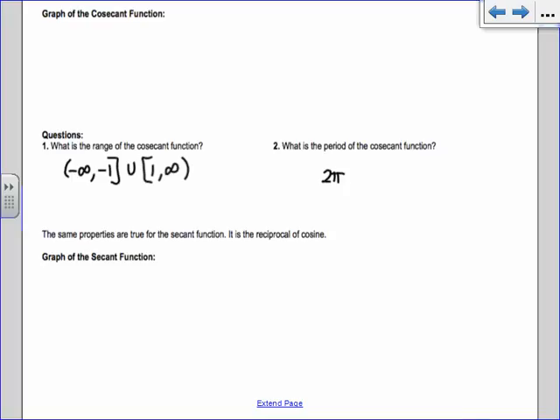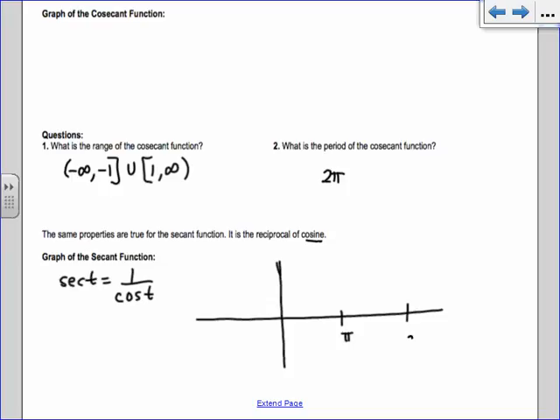And then it says the same properties are true for the secant function. So again, it's the reciprocal of cosine. So if you have secant, it's going to be 1 over cosine. Which we know cosine starts at 0, 1. It comes down. It's going to hit its lowest point at pi. And then it's going to go back up, right? Should have done this in a dotted line. Let me do a dotted. So we're coming down, and then we're going to go back up.